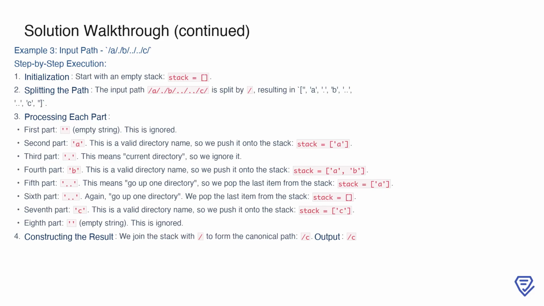The sixth part, another double dot, instructs us to move up again, so we pop the last item, resulting in an empty stack. The seventh part, c, is a valid directory name, so we push it onto the stack, making it c. The final part, an empty string, is ignored. Joining the stack with / gives the canonical path /c, which is the output for this example.